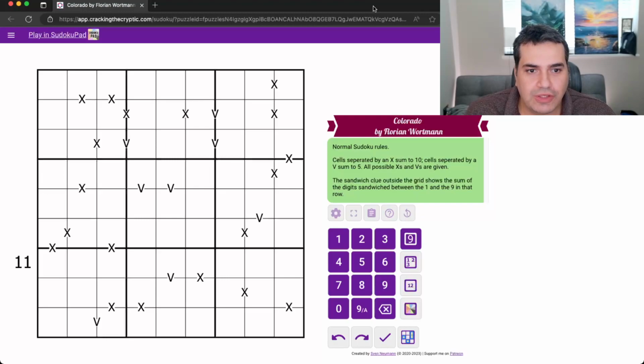And today's puzzle that we're going to take a look at is an XV puzzle, and we'll touch on it in more detail.